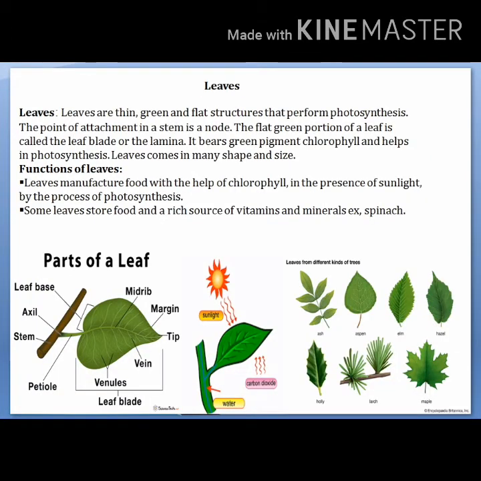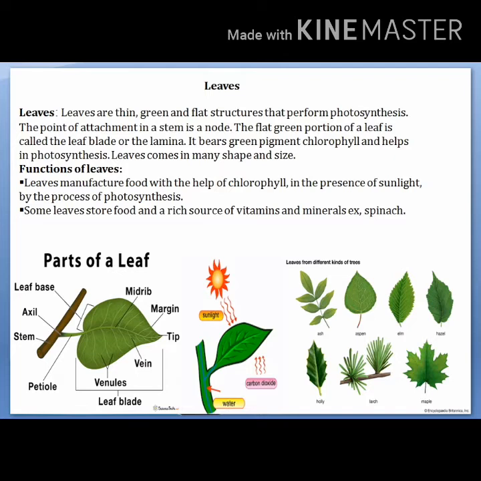Leaves. Leaves are thin, green and flat structures that perform photosynthesis. The point of attachment in a stem is a node. The flat green portion of a leaf is called the leaf blade or the lamina. It bears green pigment, chlorophyll, and helps in photosynthesis. Leaves come in many shapes and sizes. Students, leaf is the most important part of a plant. It has green pigment called chlorophyll which absorbs sunlight and makes food.